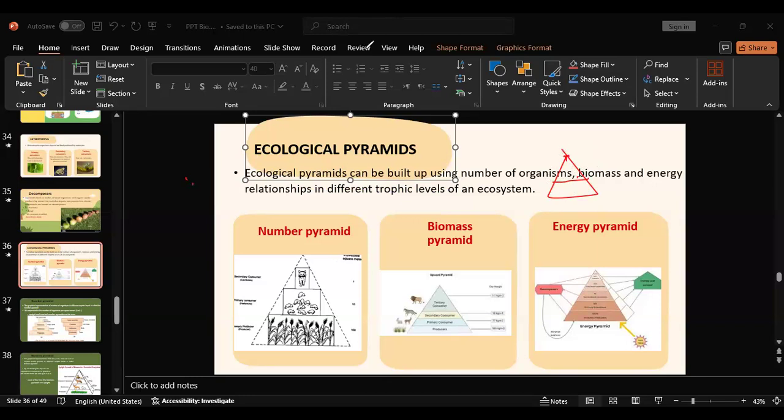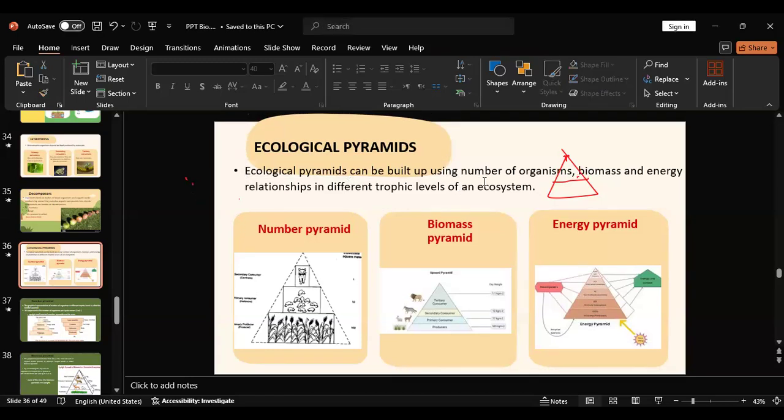This is the pyramid. So here we are talking about the ecological pyramid, which means ecological pyramids can build up the numbers of organisms, biomass, and energy relationship. We are showing these things in a pyramid shape. Okay, so there are three types of pyramids.